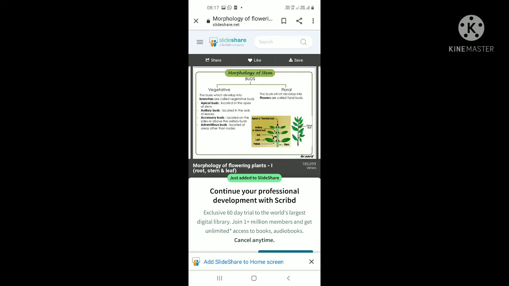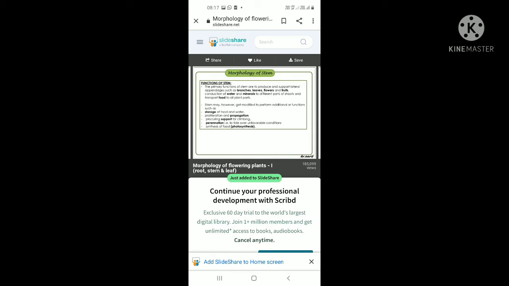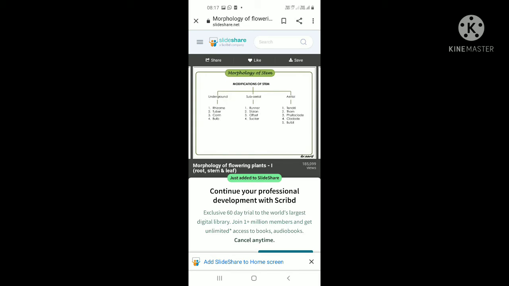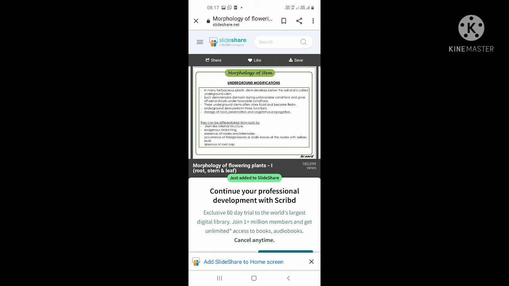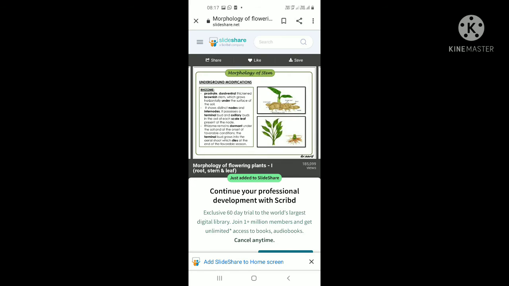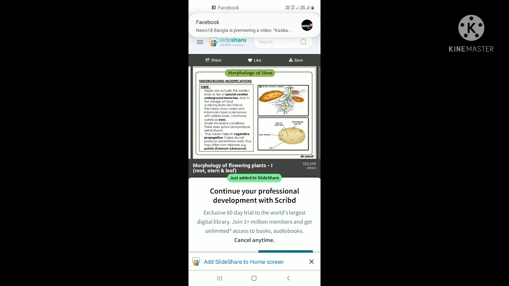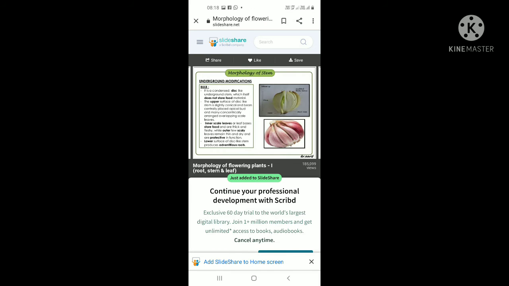Here we see the different stems: the underground stem, that is the rhizome and the tuber, different forms of underground stem. There are subaerial forms and aerial forms. In the case of the aerial form, we see the stem tendrils, by the help of which they climb up. And we see the different subaerial portions also. So this is the morphology of stem.